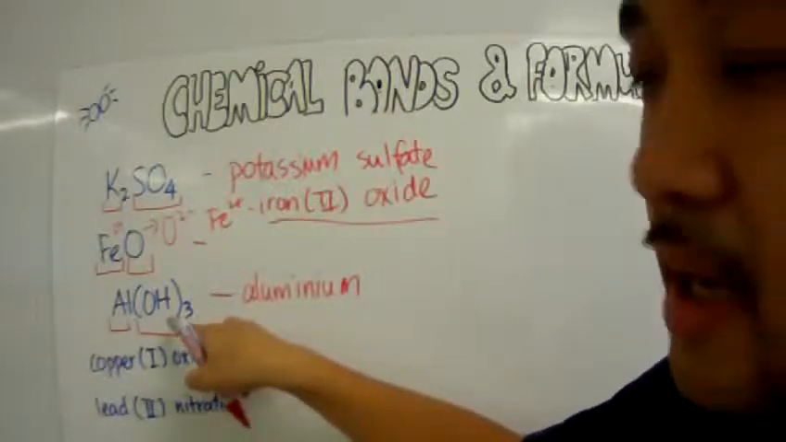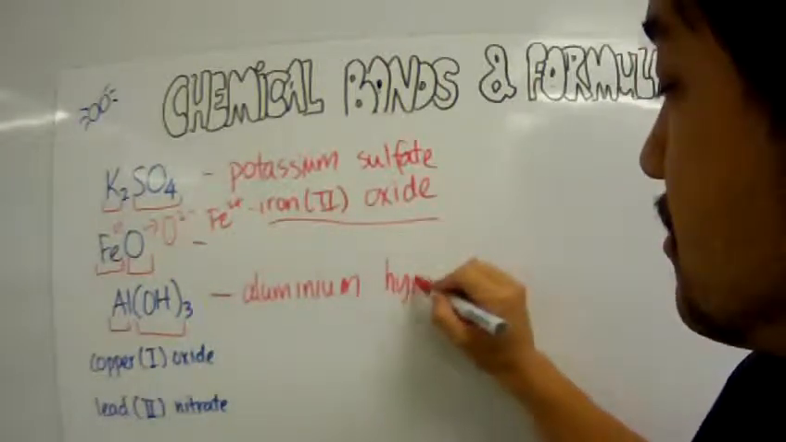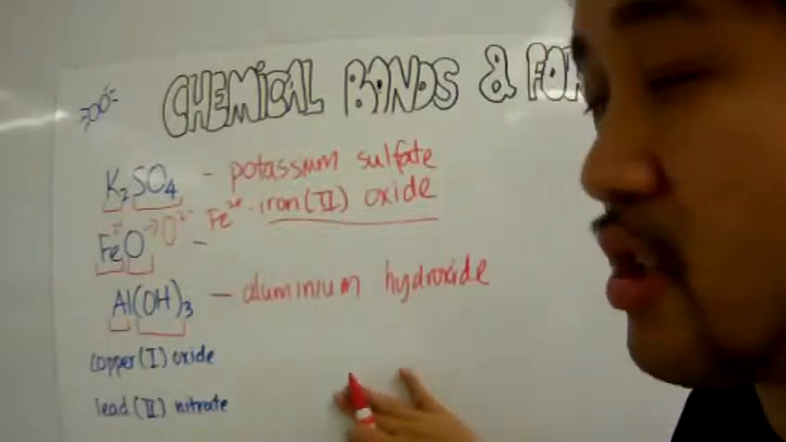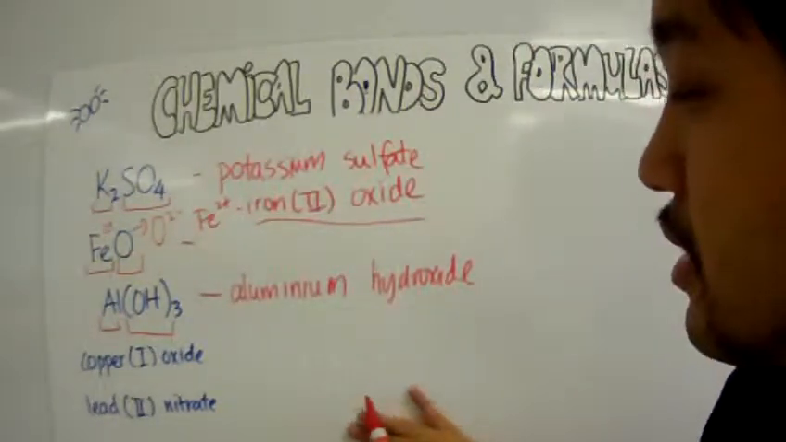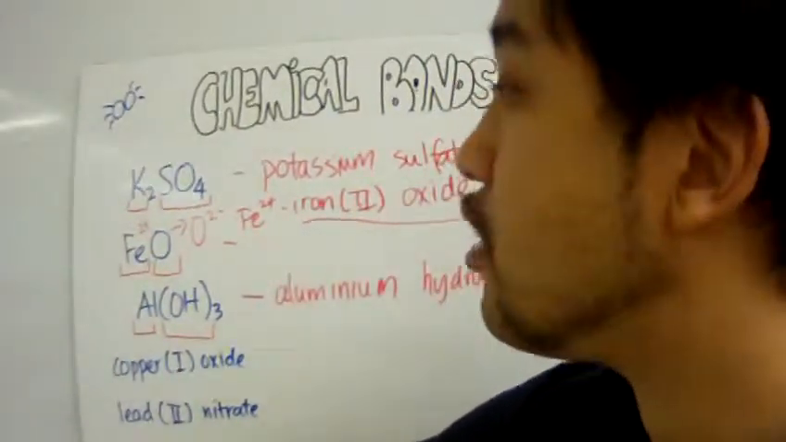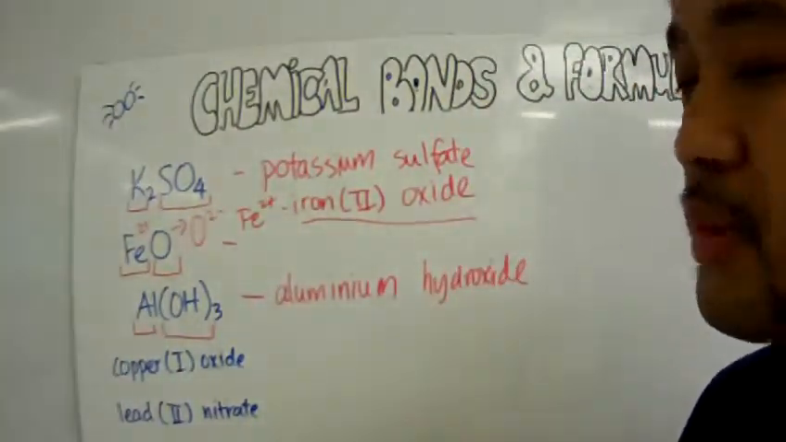And the polyatomic anion must be hydroxide. So the name of the compound will be aluminum hydroxide. Now we have a name that we're going to convert to formulas. Okay, so how do we do this now?